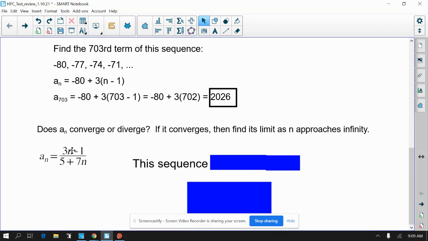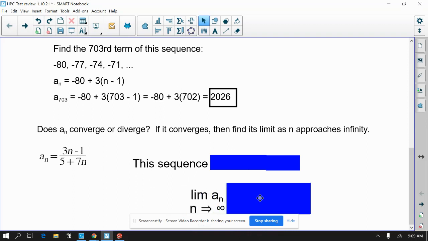This is a sequence. Does it converge or diverge? Which means if you were to take the limit of this sequence as n approaches infinity, will you end up writing the same number over and over again? Or will this sequence approach infinity or negative infinity, or will it always be bouncing back and forth between two numbers?